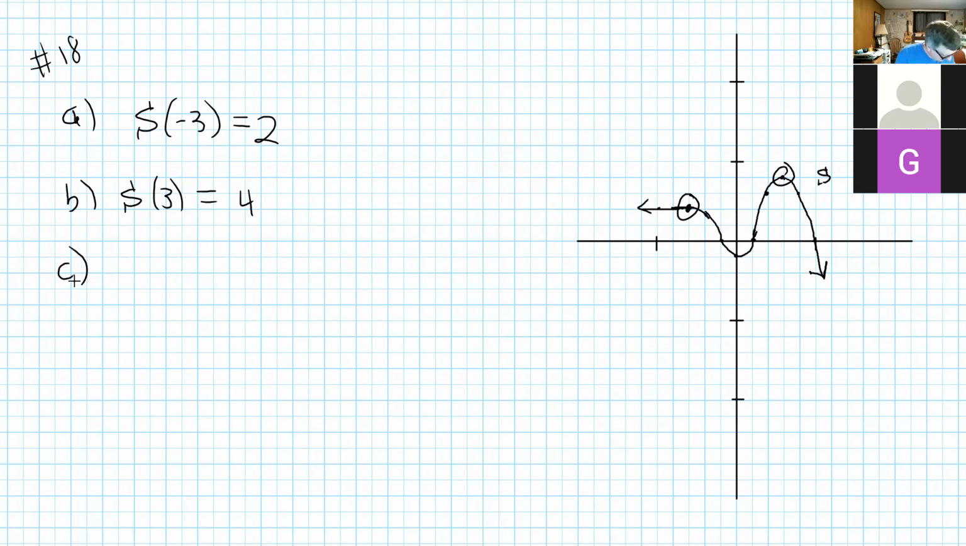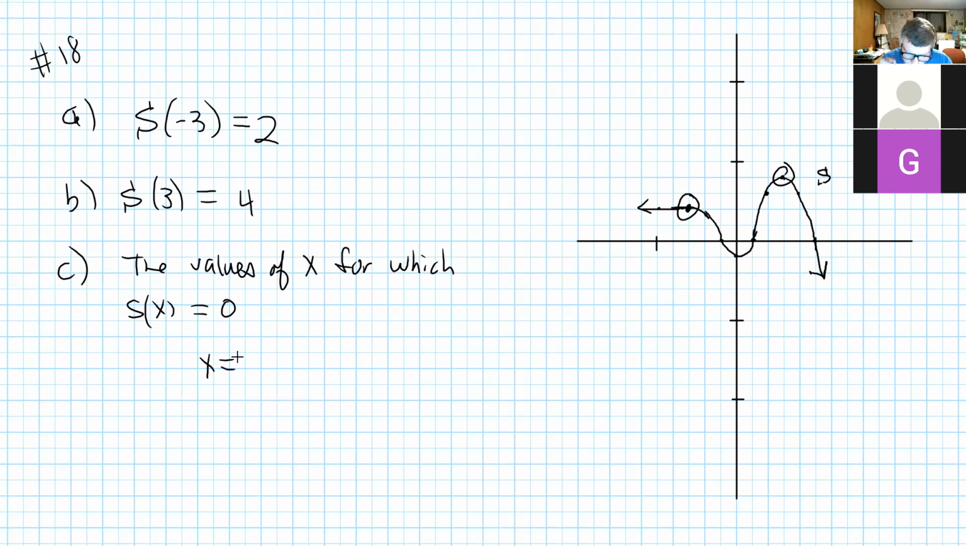Part C, the values of x for which S of x equals 0. So now it's asking for the values. So where on this graph does S of x equal 0? Where x equals 0? No. Where on the graph does S of x equal 0? In other words, y equals 0. When does y equal 0? At the x-intercepts. So what are they?